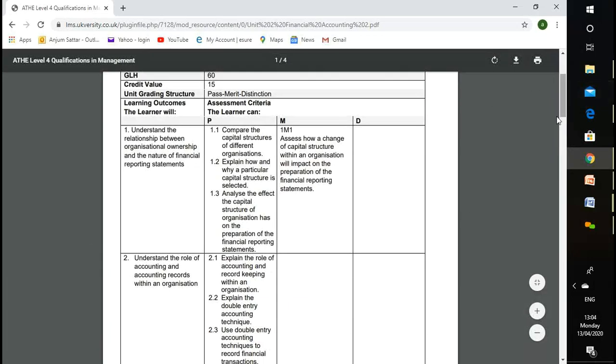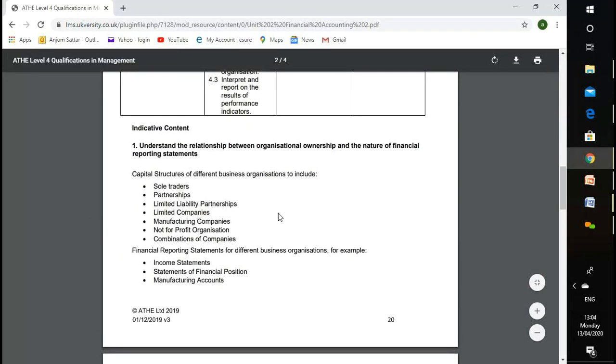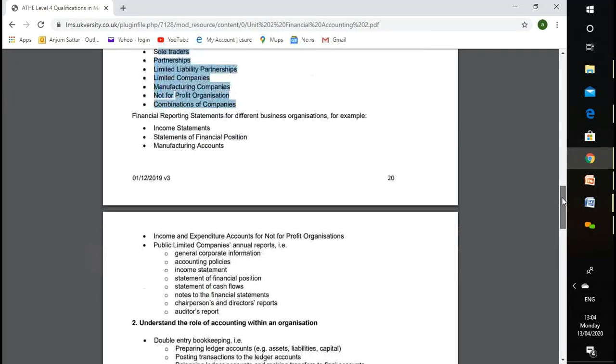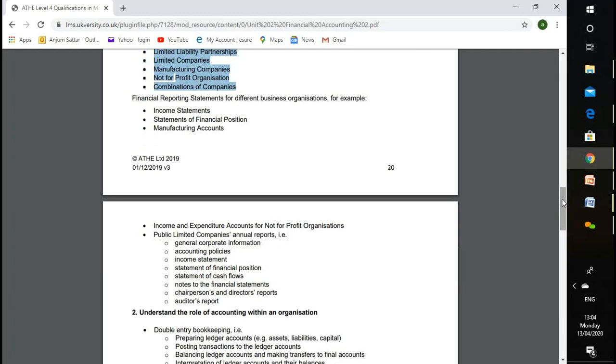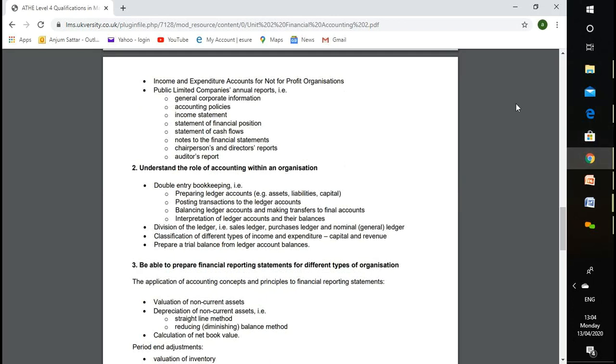Statement of financial position, statement of comprehensive income, statement of cash flows, balance sheet. All this we learned. So we discussed sole trader, partnership, limited company, different types of accounts, and we discussed policies, procedures, cash flows, and auditor reports. All these reports we discussed during our previous lesson.